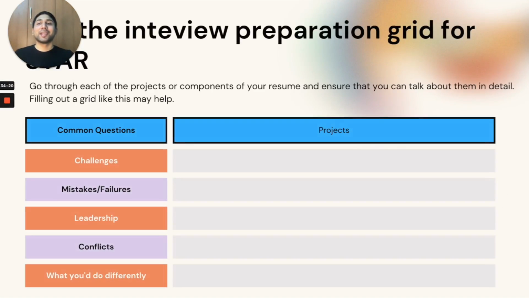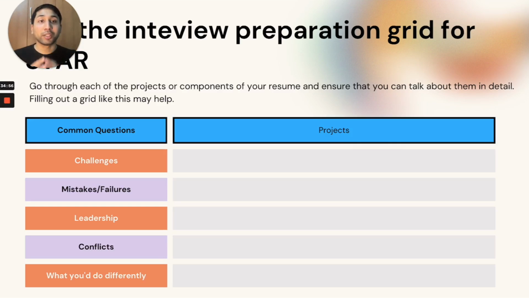Right. Okay. So this is what you have to do for your interview preparation. You have your resume. If you don't have your resume right now, please make one. Take every project of yours and try to fill up this grid. Challenges you faced in that project. Mistakes and failures, if any. Leadership skills that you showed in that project. It can be a technical project, whatever project you have written in your resume. Conflicts, if any happened. And what would you do differently given the chance?